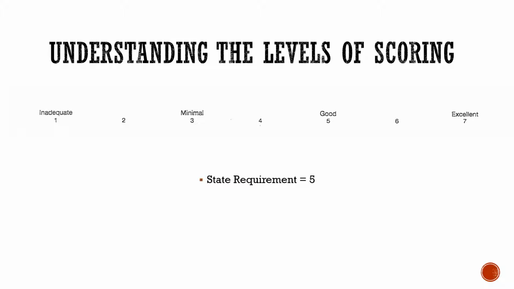State-rated classrooms are required to have an average of 5 on the ECHRS 3. In regards to the All-Stars program, a Level 3 could obtain 3 stars, a Level 4 could obtain 4 stars, and a Level 5 or higher could obtain 5 stars.